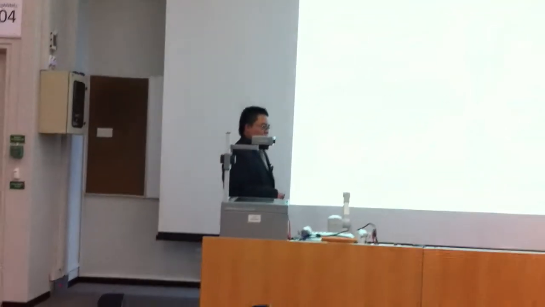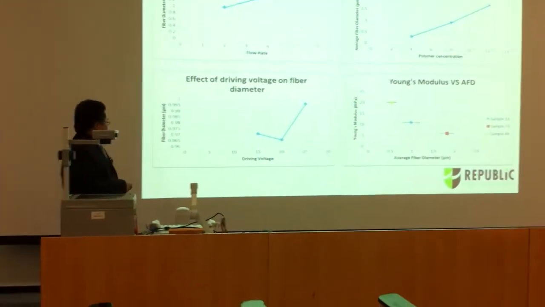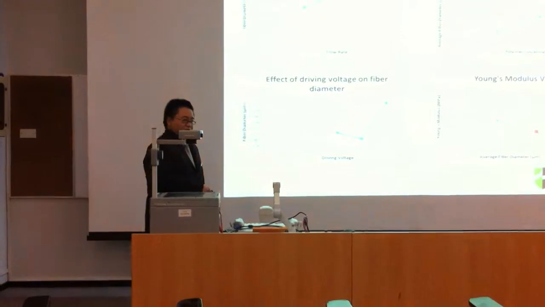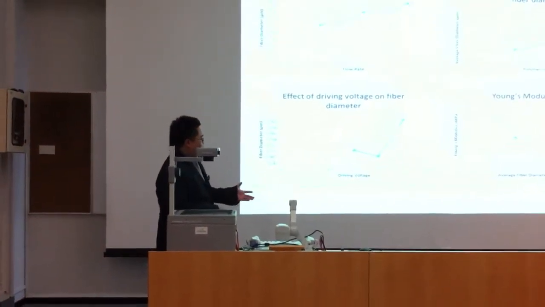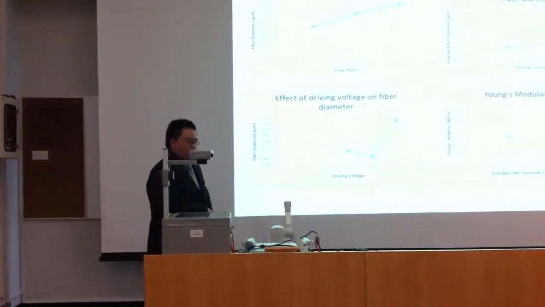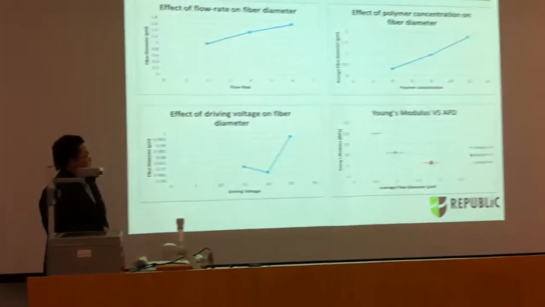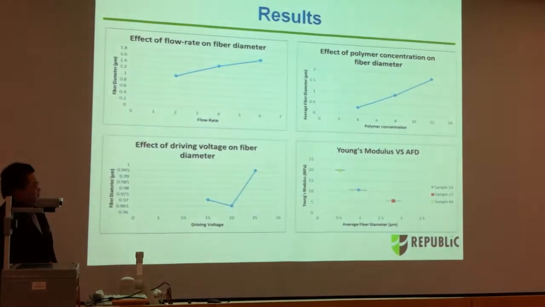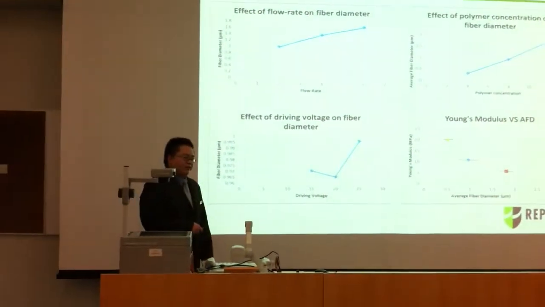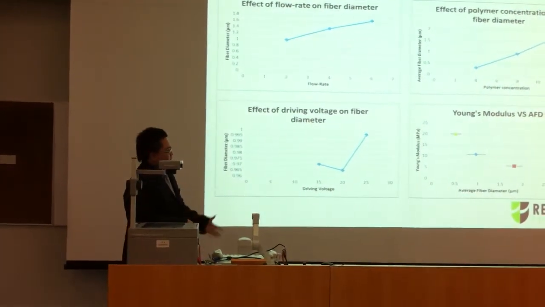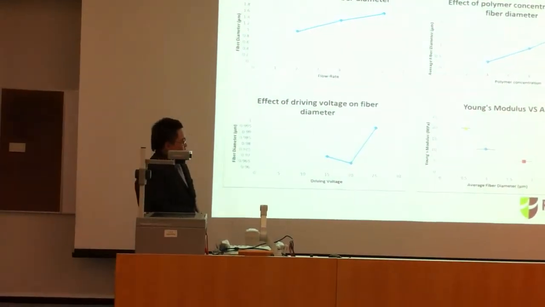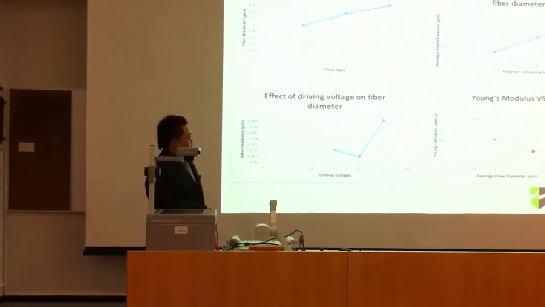Next, the effect of driving voltage on fiber diameter. This is a very odd trend, because with an increase in driving voltage, the fiber diameter initially decreases. After a certain point, it starts to increase again as the driving voltage is further increased. Last but not least, the mechanical properties against the average fiber diameter showed an inversely proportional relationship between the increase in average fiber diameter and a decrease in Young's modulus.